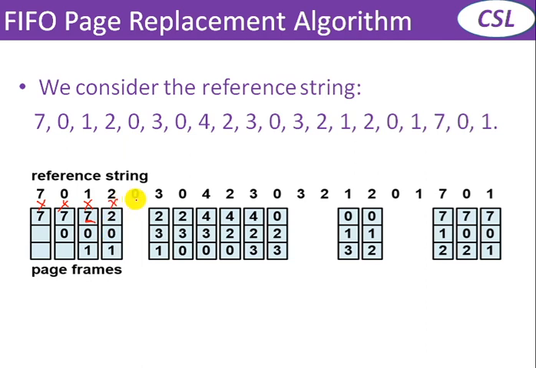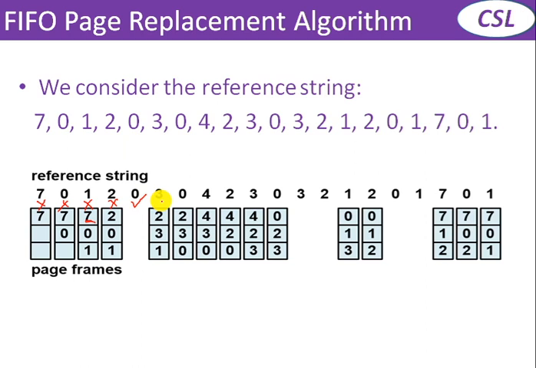The next request is 0. Now we check whether 0 is available or not. 2, 0, 1. 0 is available. So this situation is called a hit. I marked a cross for a miss and a strike for a hit. So 0 is available. There is no replacement.